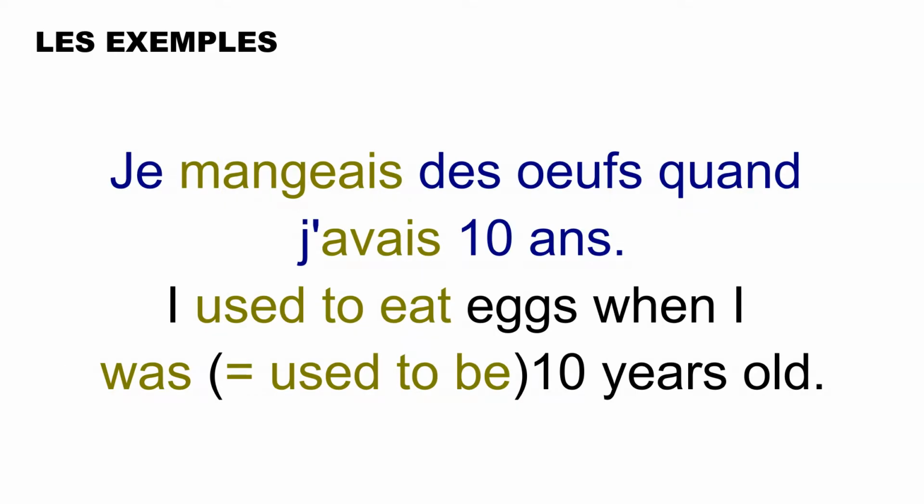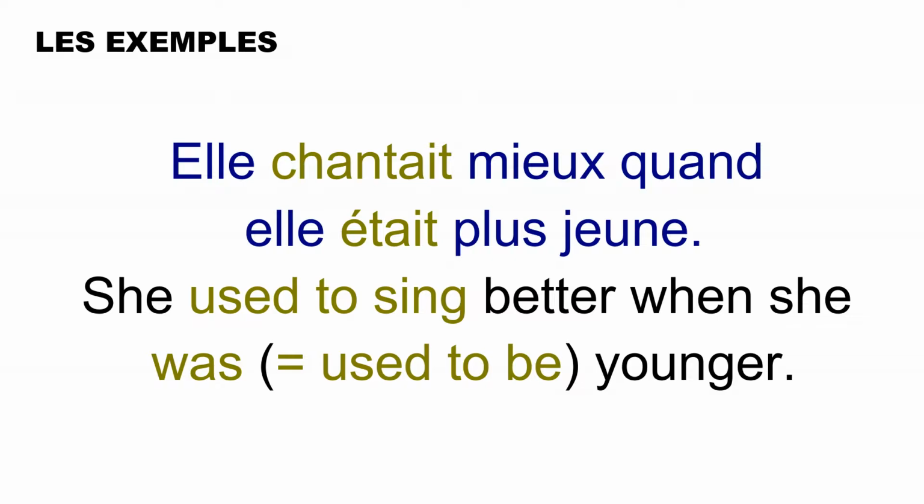Je mangeais des œufs quand j'avais 10 ans. I used to eat eggs when I was 10. Elle chantait mieux quand elle était plus jeune. Imparfait is more popularly equivalent to used to do something in French, which you don't do now, you used to do in the past. It can be a habitual action. For example, I used to have 2 wings 3 million years ago.